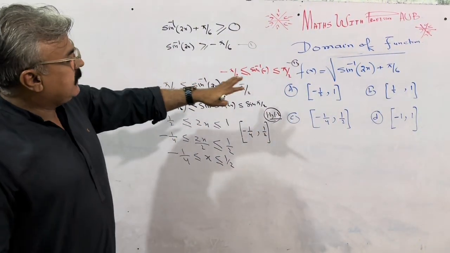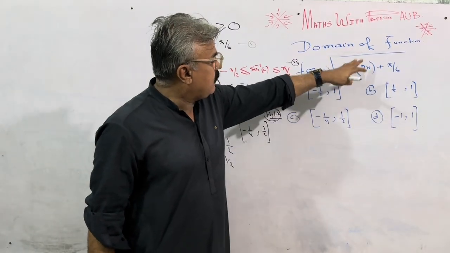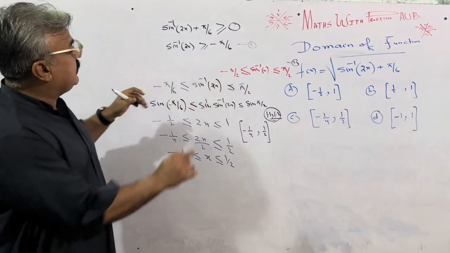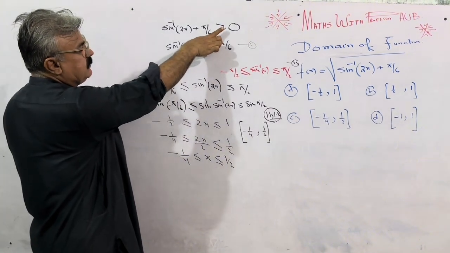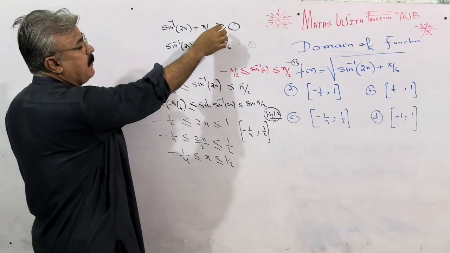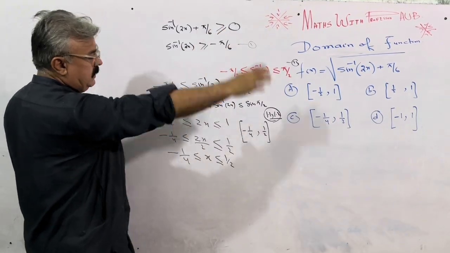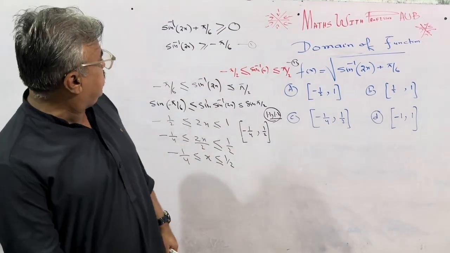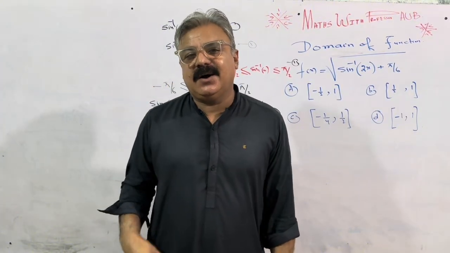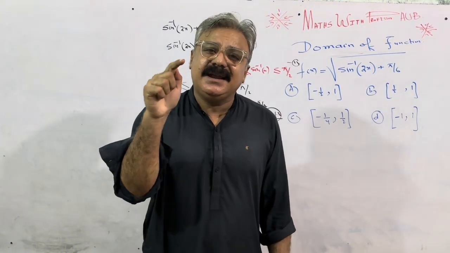If the same function is written as 1 over, or whatever is written in the denominator, we have to write this inequality by removing this portion: sine inverse 2x plus pi over 6 is greater than 0, because equal to 0 we cannot afford in the denominator. I hope you have started understanding how to find the domain of a function in real time.